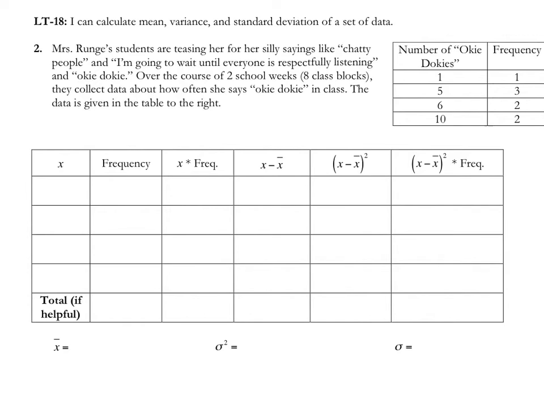So to find the mean, it is not as simple as just adding up 1 plus 5 plus 6 plus 10 and dividing it by 4, because there actually aren't just 4 data points. There are actually 8 different data points, and we have to add all of those up and divide by 8.